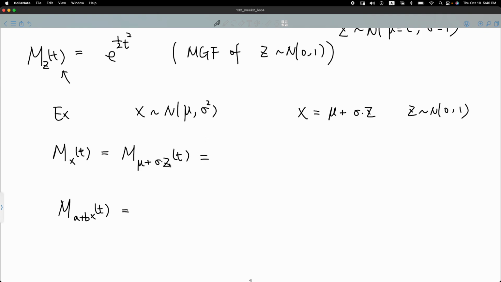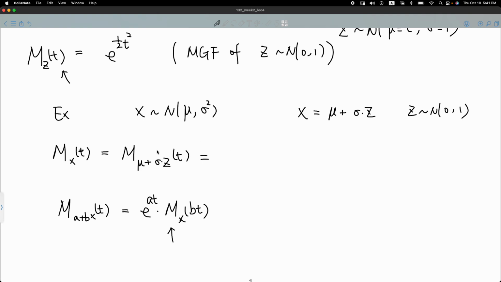Okay, so in the formula that we provided before, this is equal to e raised to the power of at multiplied by the moment generating function for the random variable x, and then with the t changed to bt. Do you still remember seeing something like that? Okay, good. So this property for the moment generating function is what we are going to use here.